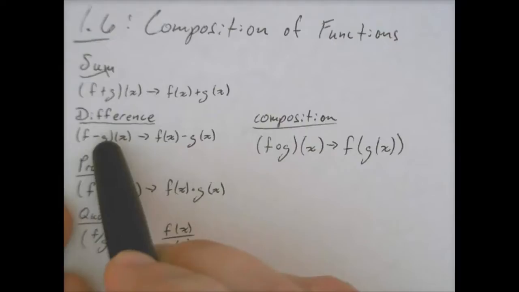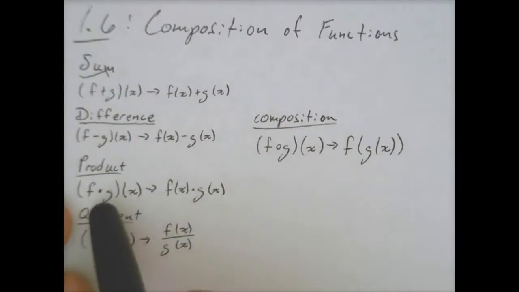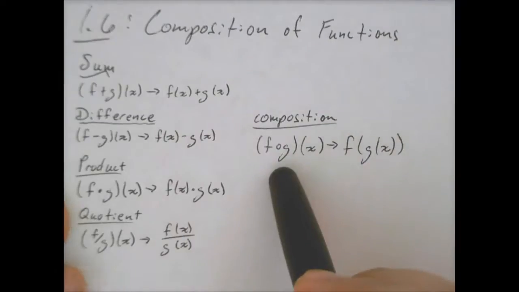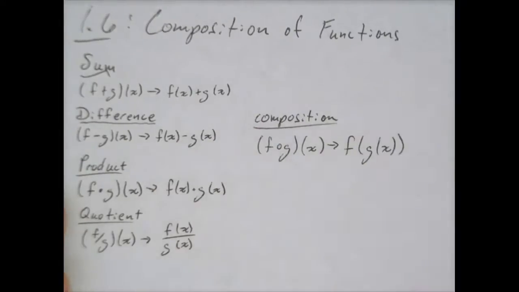Same thing for difference, subtraction though. Same thing for product, but multiplication. Same thing for quotient, but it's division. The only kind of weird one that we are going to be dealing with that may trip you up a little bit, but you got it, I know you got it, you guys are so smart, is composition. This says f of g.